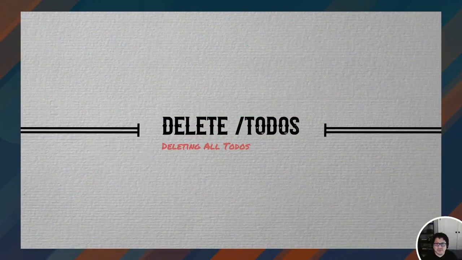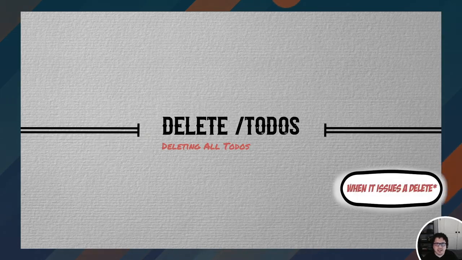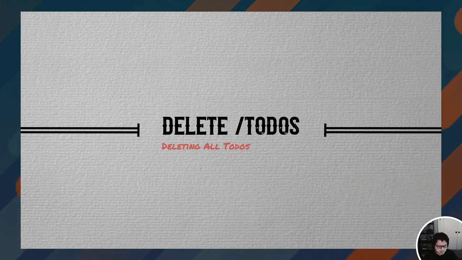Okay, so the next feature we're going to implement is deleting all to-dos. This would happen when the API user issues a DELETE with no body against the root of the API, /todos. So let's first take a look at what a test to start the TDD cycle will look like.